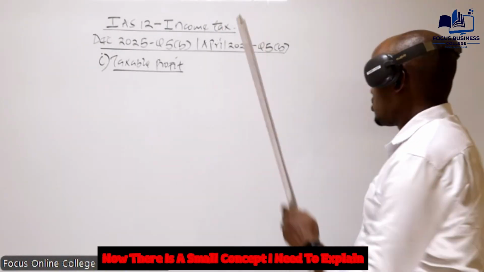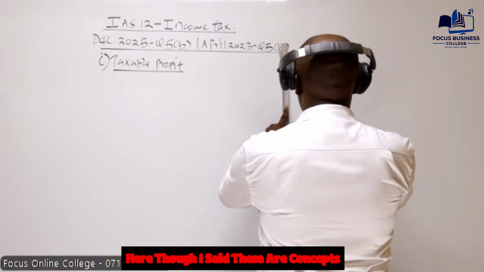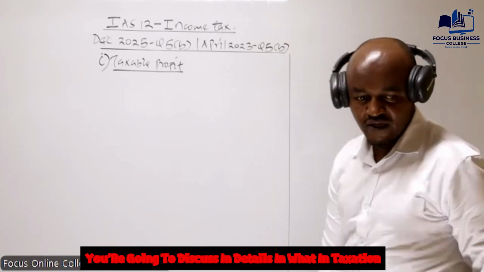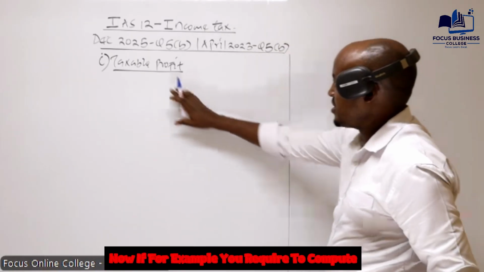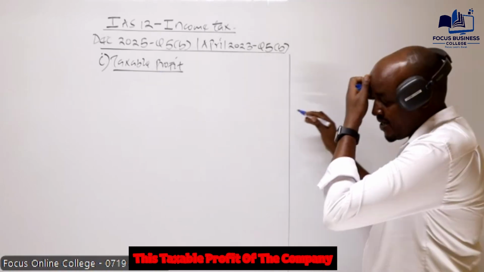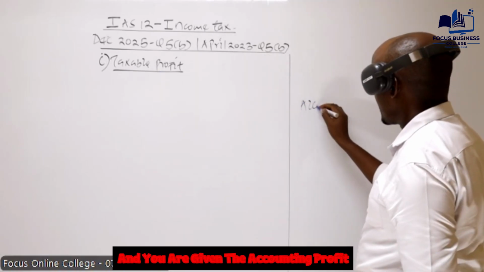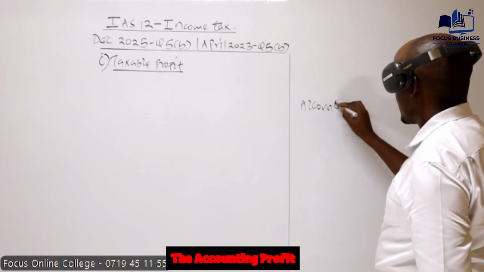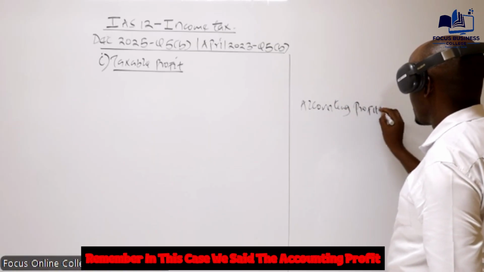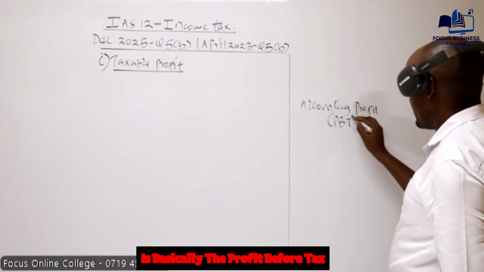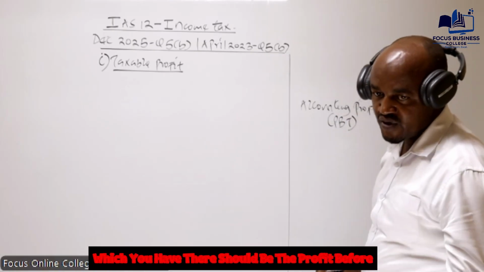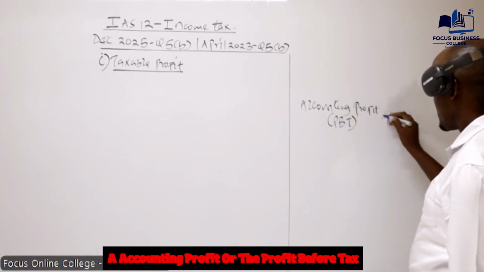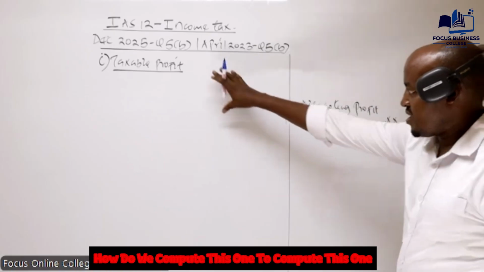Now, there is a small concept I need to explain here. Though I said these are concepts you'll be able to discuss in details in taxation. Now, if, for example, you're required to compute this taxable profit of the company, and you're given the accounting profit. The accounting profit, remember in this case, we said the accounting profit is basically the profit before tax. So that's why I'm saying the profit which we have there should be the profit before tax. So if you're given now this accounting profit or the profit before tax, how do we compute this one?